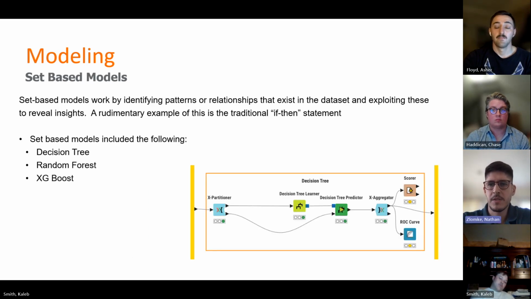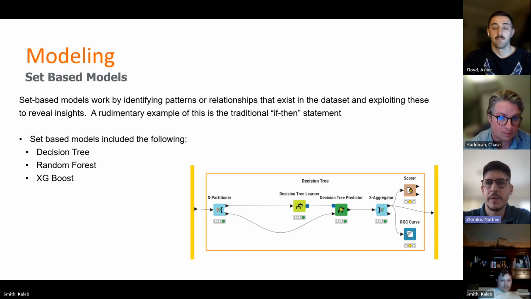Set-based models in general are models that identify patterns and relationships in the data set. They basically work by slicing and dicing to make the data more and more homogeneous by forming different rules. The most basic form of this, at least, was the decision tree learner, and then there were a couple of ensemble methods that we tried out.